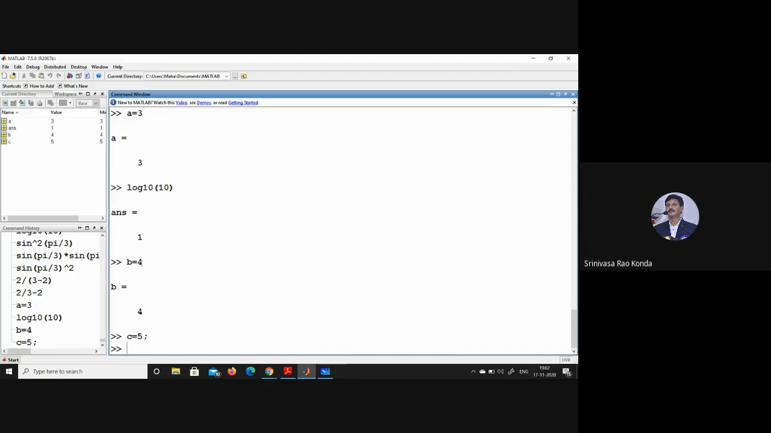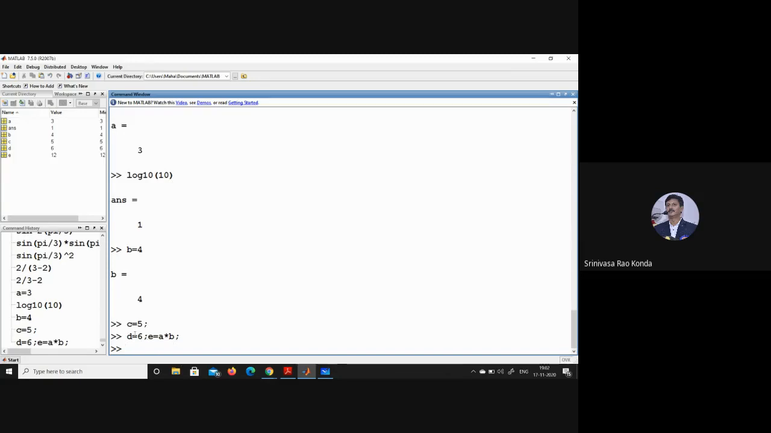So what is the difference between this command and this command with a semicolon? If you give a semicolon, the output will be suppressed, but the command will be executed. Suppose D is equal to 6 semicolon, E is equal to A star B semicolon. You see D is equal to 6 is there. E is equal to A star B, A is equal to 3, B is equal to 4, that is 12.